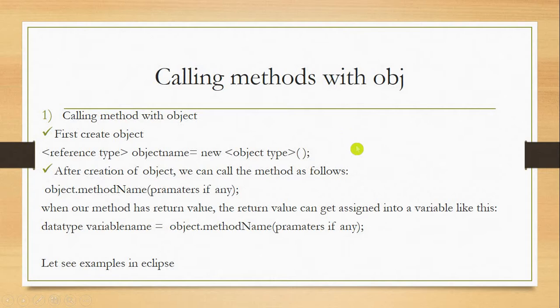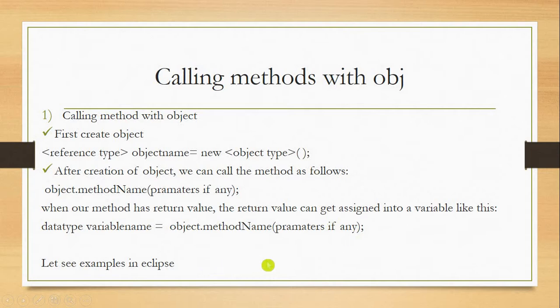Once we created object, we can call the method simply by using this simple syntax, the object and the dot operator. The dot operator gives access to our method, and then the method name and parameter if we have any parameters. And when our method has a return value, the return value can get assigned into a variable like this. We will have data type of the return type, variable name, and the assignment operator, and the object that we have created, and the dot operator, and the method name, and parameter if we have any parameter.